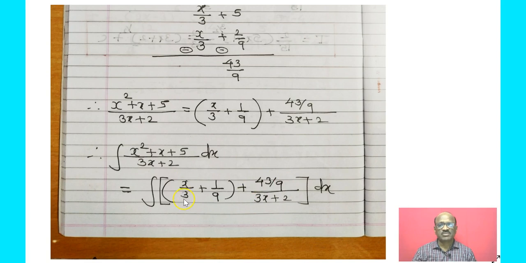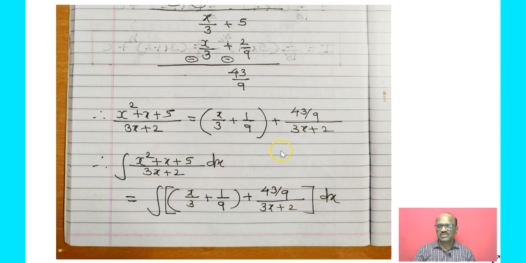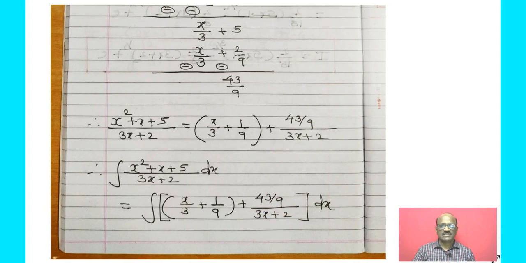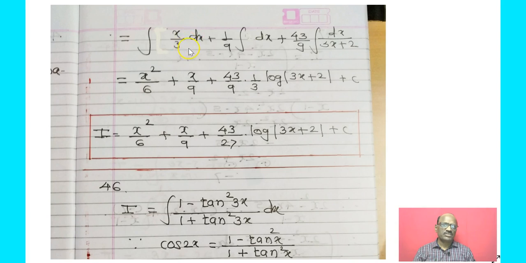Now, what is the integral of x upon 3? It's x square upon 2, which means x square upon 6, plus the integral of 1 upon 9 is x upon 9, plus 43 upon 9. The integral is a log of mod of 3x plus 2 upon 3, and after the simplification you will get the answer.